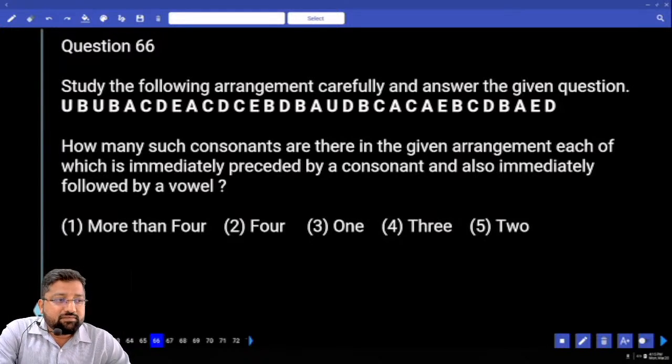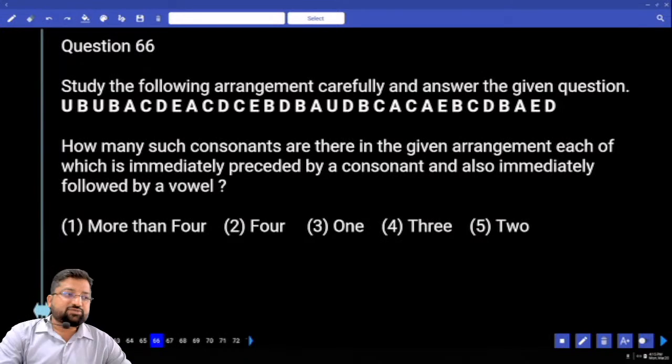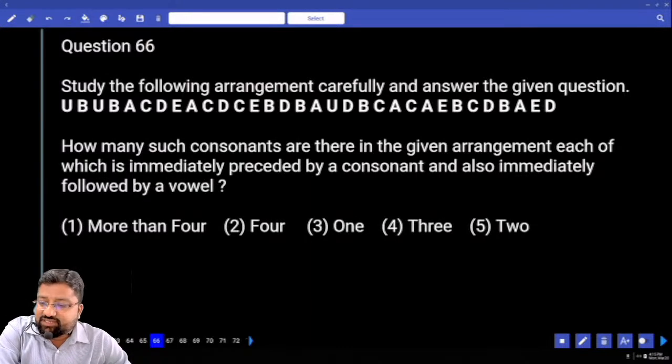RBI Assistant Prelims Model Test number 47. Let's try to solve the questions from reasoning part. Look at the question. How many such consonants are there in the given arrangement?